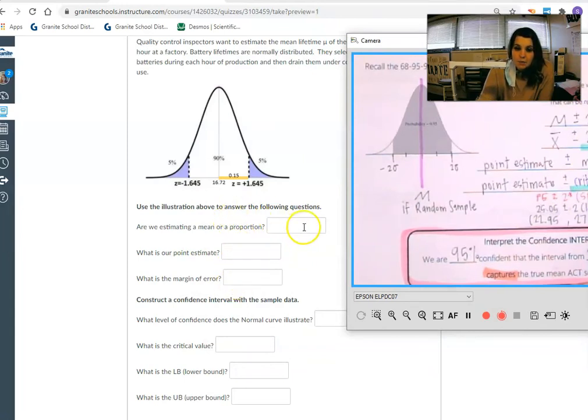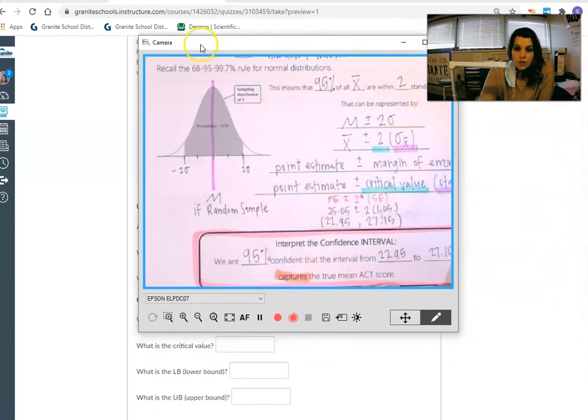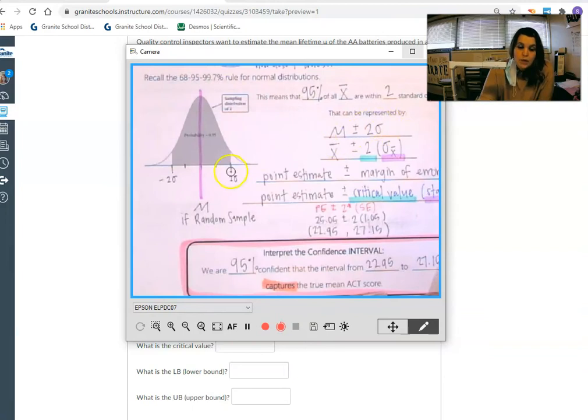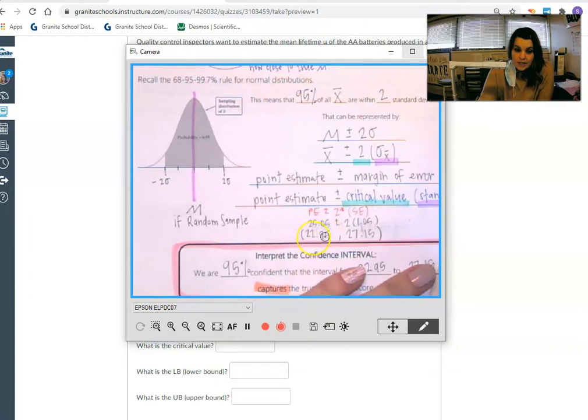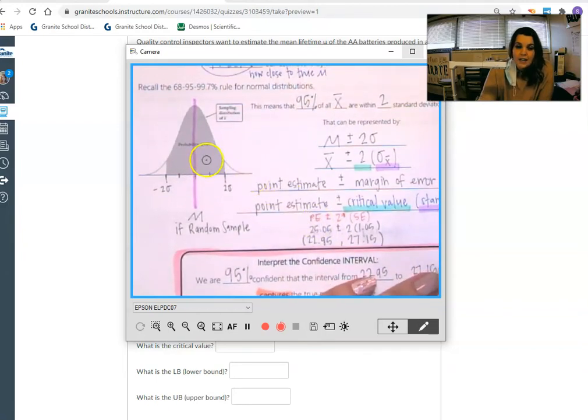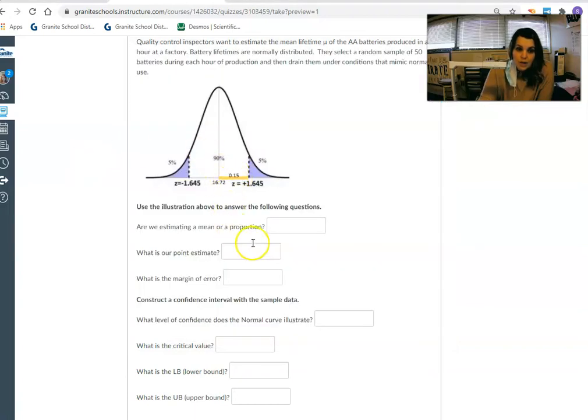So what are we estimating? What is our point estimate? What is the margin of error? So up here, what we should have is that our point estimate, so for us, our point estimate was 2295. Just kidding. 2505 is our point estimate. Well, that is the value that's in the center of our normal distribution. So your point estimate is this number that's in the center, 16.72.